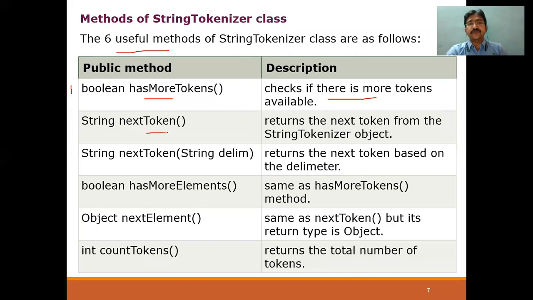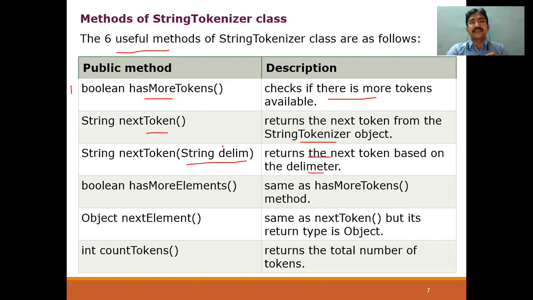nextToken returns the next token from the StringTokenizer object. If there are, for example, 10 tokens, and you call the nextToken method, it will pick the next token. That's all. There is also nextToken with one parameter. That parameter is a delimiter. It returns the next token based on the delimiter.